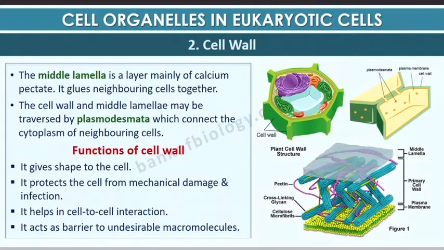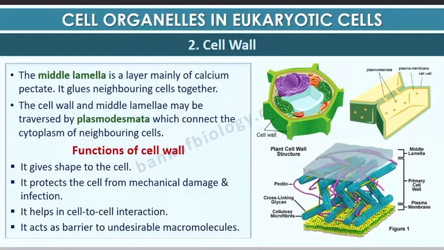The cell wall and middle lamellae may be traversed by plasmodesmata, which connect the cytoplasm of neighboring cells. So there will be cross walls called plasmodesmata. They connect the cytoplasm of neighboring cells. So cell to cell connection will be there.